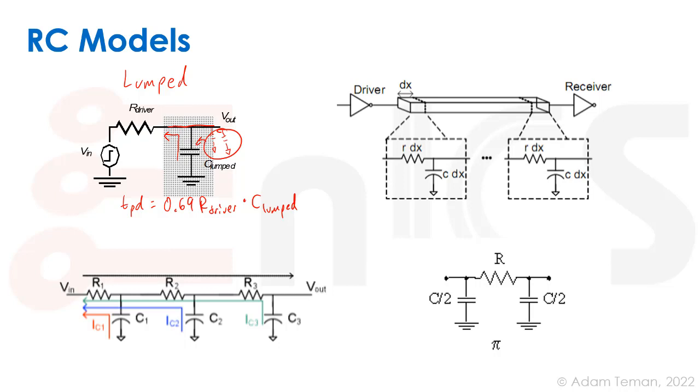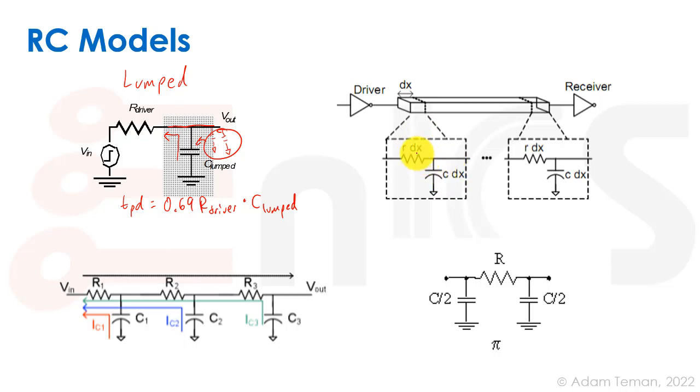So if we want a more accurate type of a model that's going to give us a better calculation, we take what we call a distributed RC wire, where each piece of this wire is going to have some sort of a type of a R and a type of a C component, and we're going to call that RDX times CDX, right?